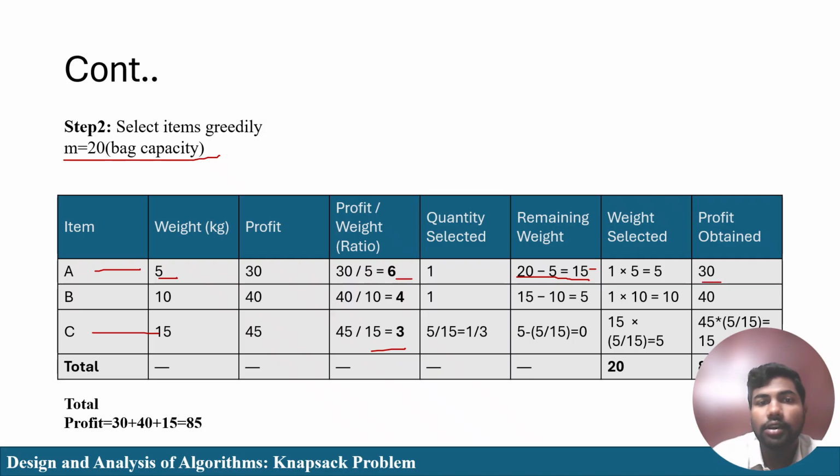From the remaining weight, the second item is inserted, that is 10. After inserting the second item, the remaining weight of the bag is 5 and the profit of the second item is 40. But the third item cannot be fully inserted into the bag as the remaining weight is only 5. So 5 parts of 15 are inserted into the bag. So the profit obtained is 15. So the total profit obtained from this is 30 plus 40 plus 15, which is 85.